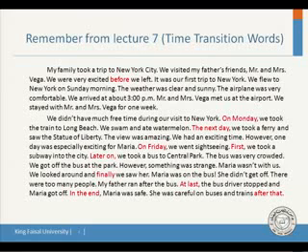Now, this is a story we studied in lecture 7. You remember it? Now, look at the words in red. All these are time transition words. We have before, on Monday, the next day, on Friday, later on, first, finally, at last, in the end, and after that. Study this very carefully and refer to lecture 7.